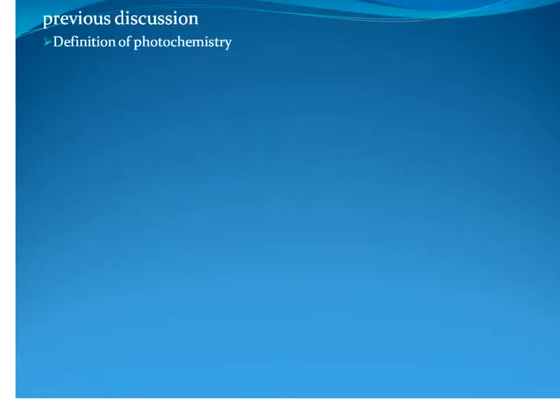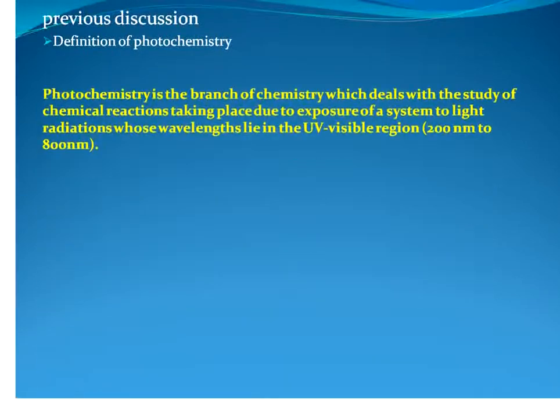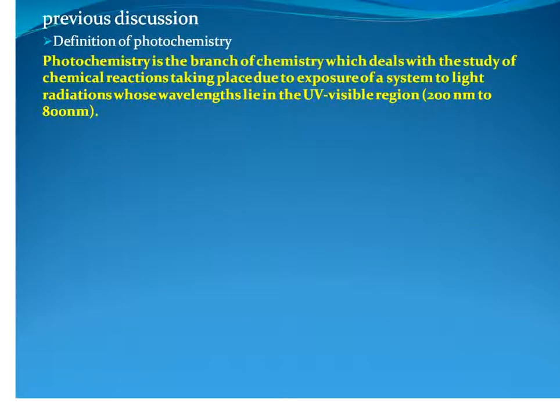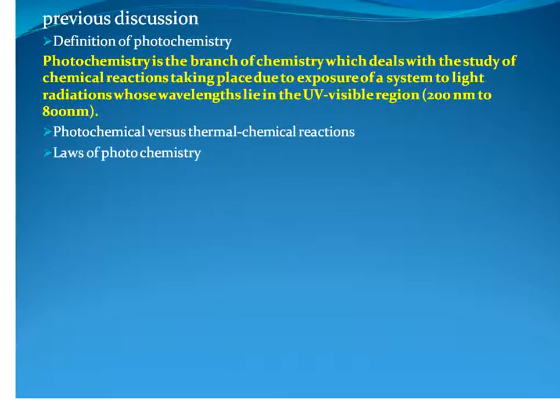Last time, we defined photochemistry as a branch of chemistry which deals with the study of chemical reactions taking place due to exposure of a system to light radiations whose wavelength lie in the UV visible region, which is 200 nanometers to 800 nanometers. We also covered the differences between photochemistry and thermochemical reactions. We covered the laws of photochemistry, and then we saw how radiations are absorbed. In today's discussion, we're going to see the absorption of light radiations by atoms and molecules.